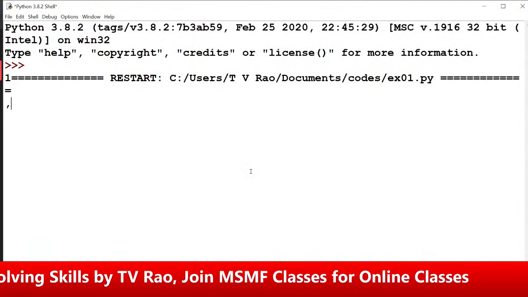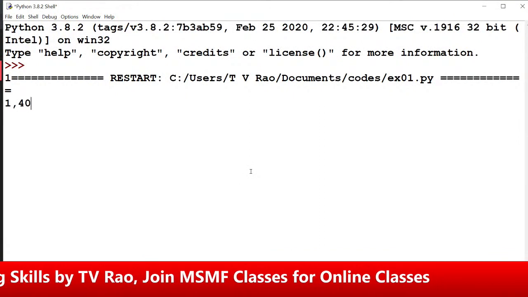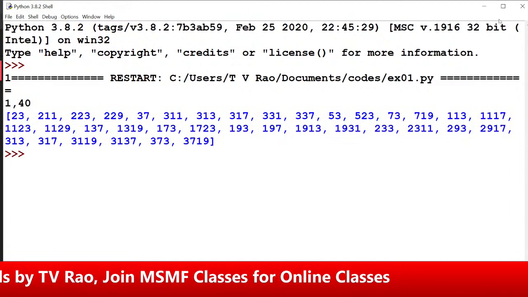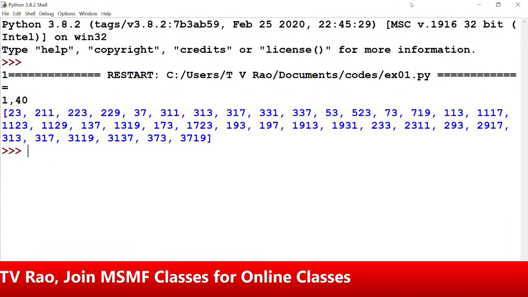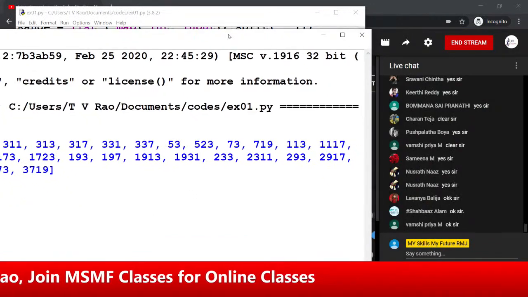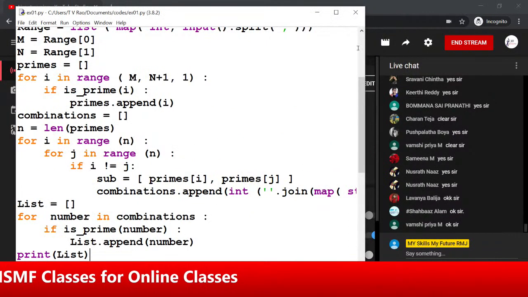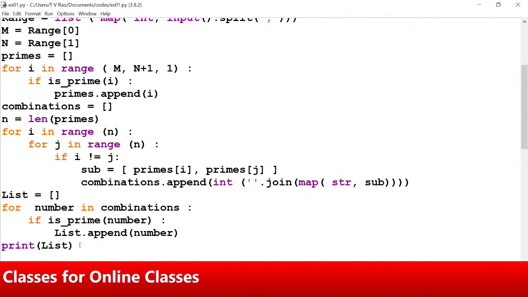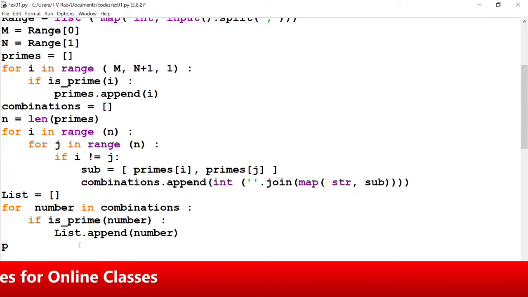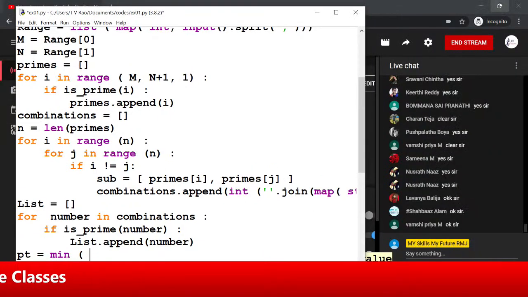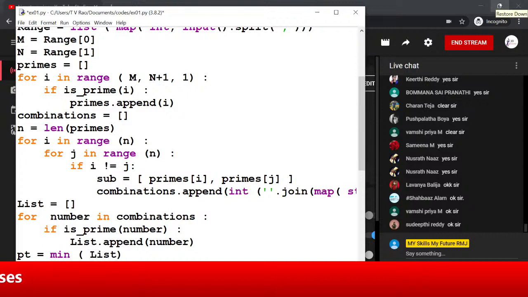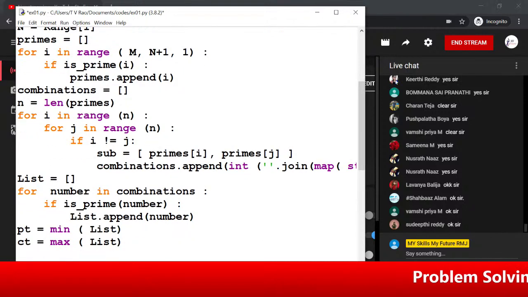The range is 1, 40. So these are the primes from the combination. Okay, is this clear? Now out of these primes, find out the minimum one and the maximum one. So previous term is the minimum of the list. Current term is the maximum of the list.